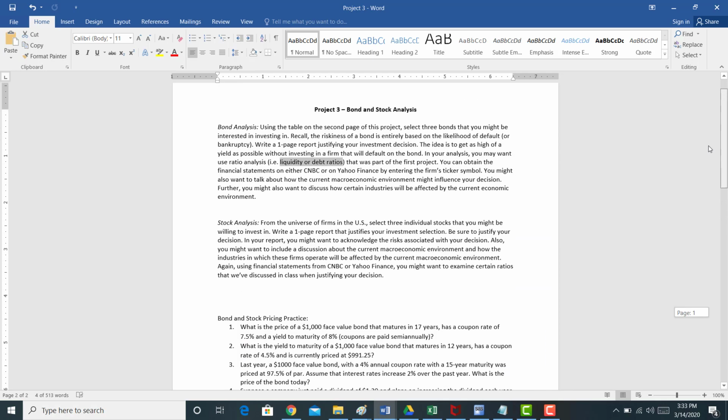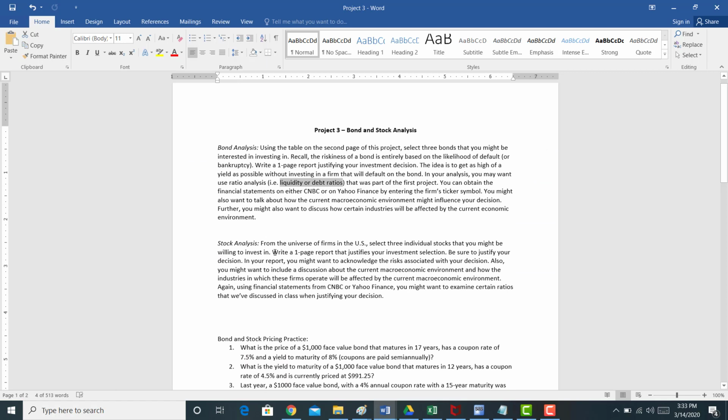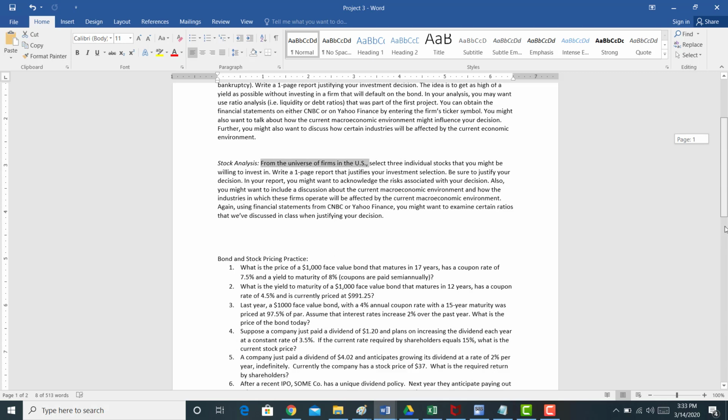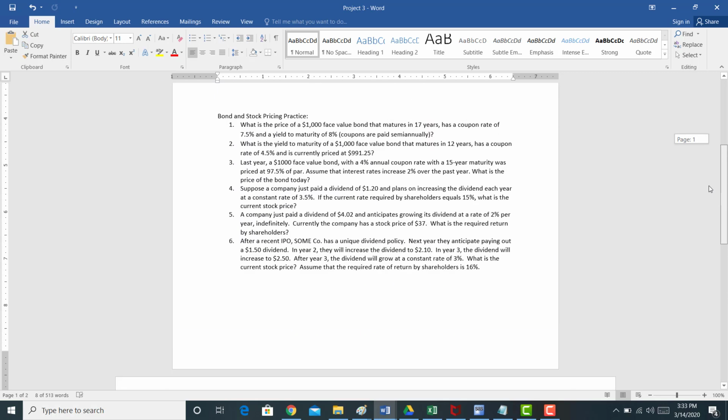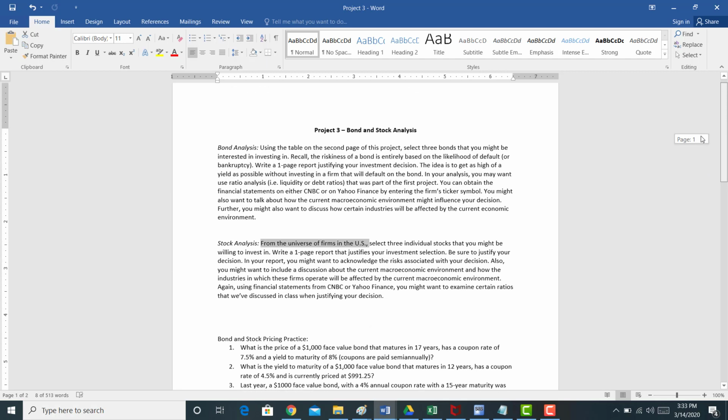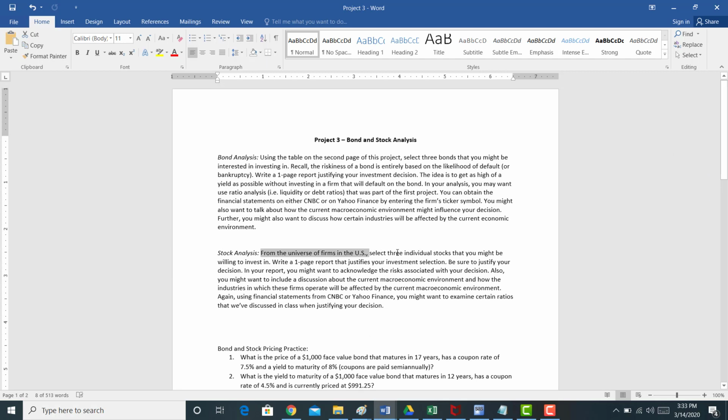The second part of the project is to conduct a similar analysis. You're going to write another one-page paper that justifies your investment decision. And what you're going to do is select three individual stocks. Now, I want you to select these stocks from the entire universe of firms, not just the firms who've issued bonds here on the second page. So you are not bound by a list of different firms when you're trying to select three stocks that you'd be interested in investing in.